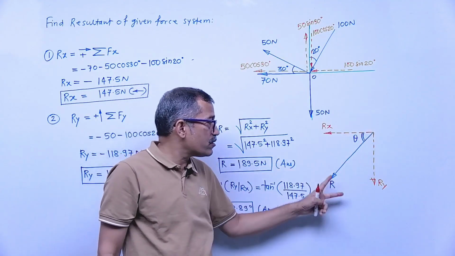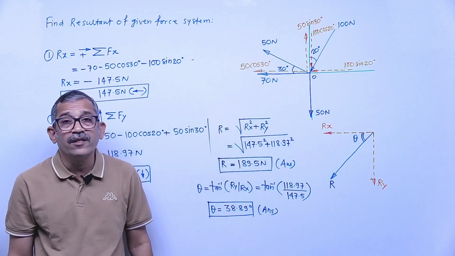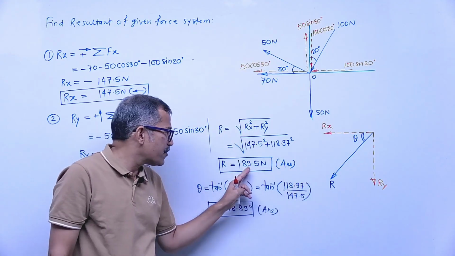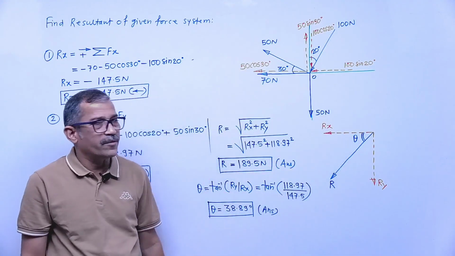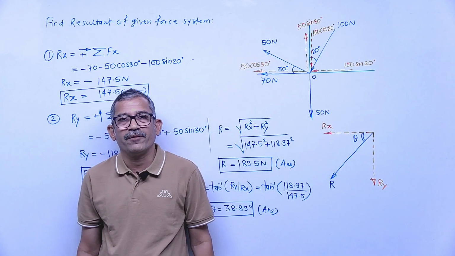So this figure is important: always represent in which quadrant the resultant lies. Then this is the magnitude, and this angle is 38.89 degrees. Okay, clear, understood? Okay, thank you, bye bye, take care.